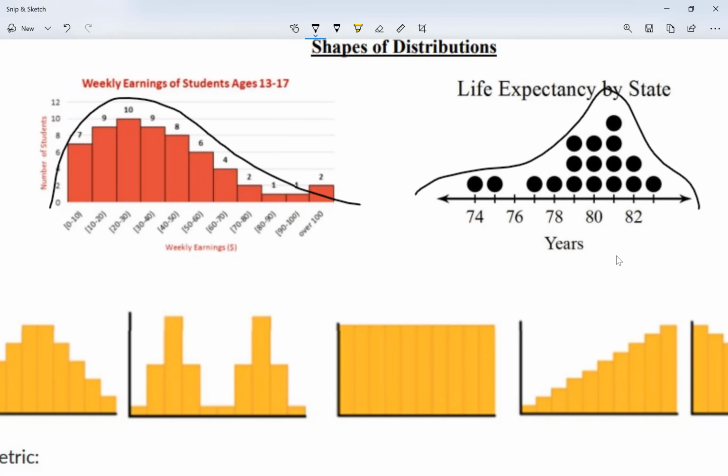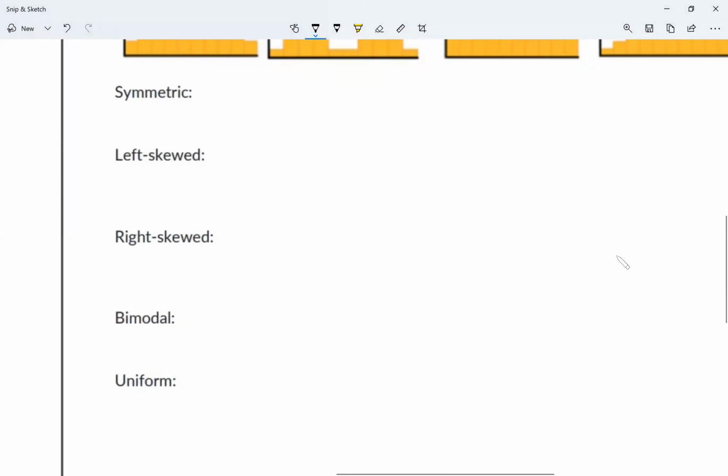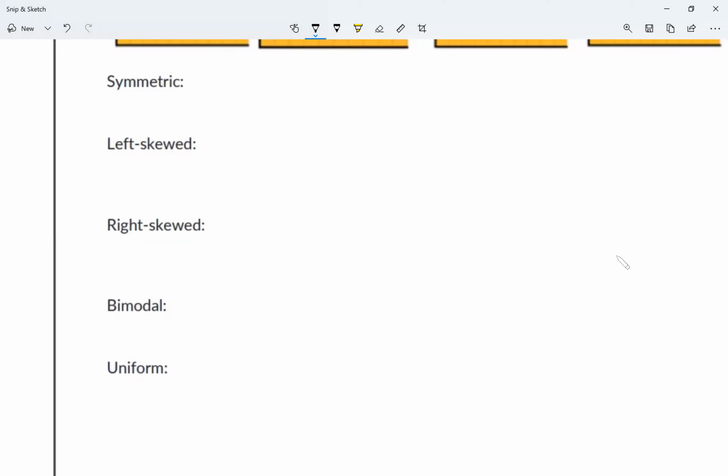So let me scroll down here. There's a few shapes, so we're going to be talking about the names. There's 5 shapes that we're going to be looking at. The first one is symmetric. You've heard of the word symmetric, symmetrical, before back in geometry, right? For symmetric, you imagine a mirror line that breaks your figure in half, and one side looks like a reflection of the other side.